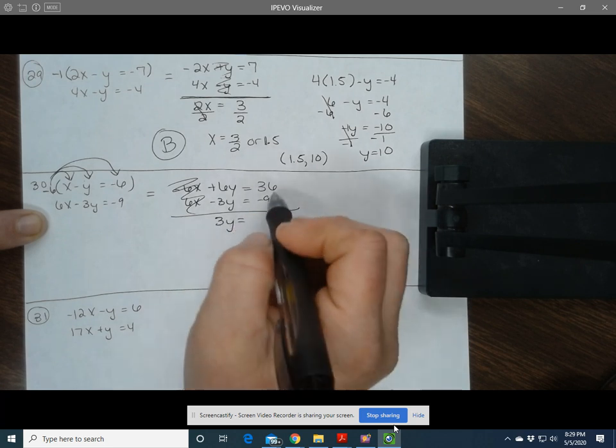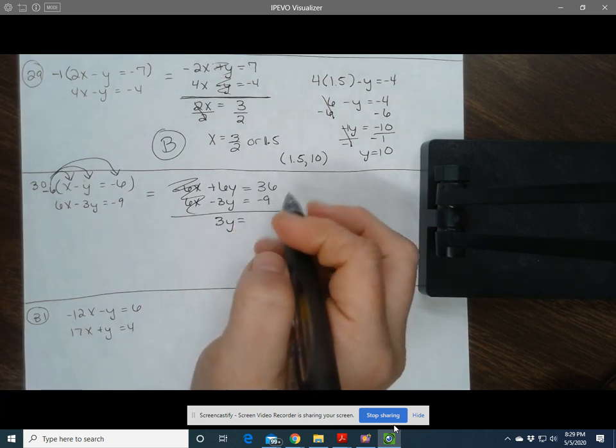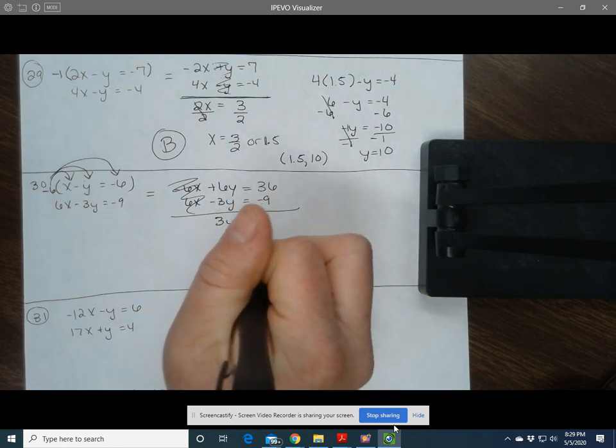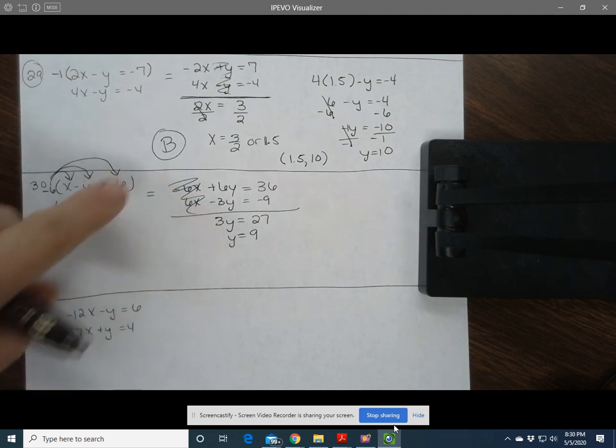3y equals 36 minus 9, which is 27. So that means y equals 9. And again, I just take this and I substitute it back in.